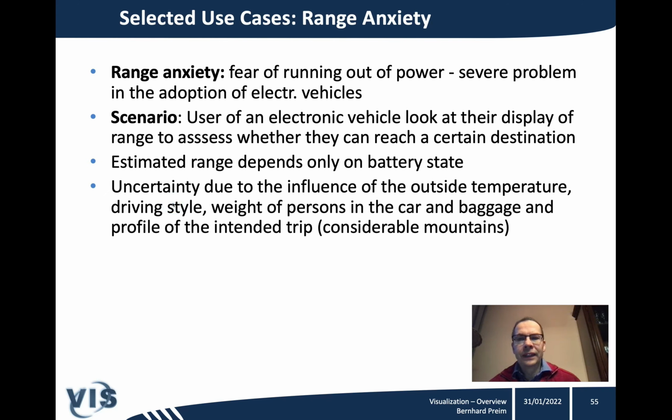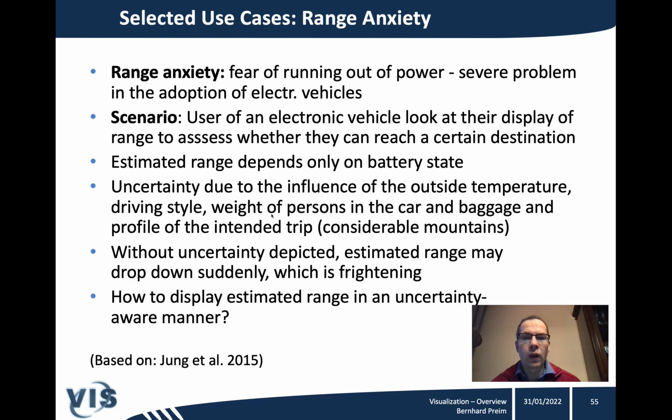So that's the scenario. The estimated range depends currently in the cars only on the battery state. It does not involve the outside temperature, for example, or the driving style, or the weight of persons in the car and the baggage. If it were combined with a navigation system, then it could become obvious that there are mountains in front of you. And if you have to go over these mountains, that of course has an influence on the range that you can further drive.